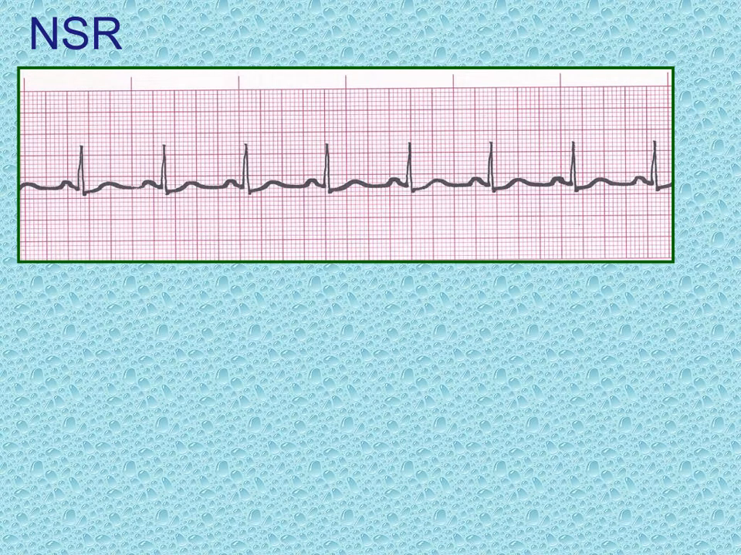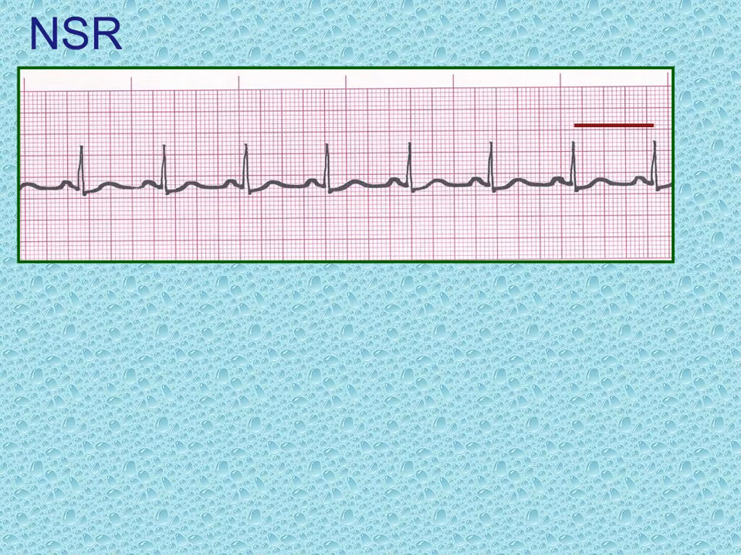Let's check and see if it's regular. So if I, for instance, put a little line between my R's and I carry that line across, I can see that each QRS is spaced appropriately. So they're spaced out evenly. That's my second R, right? So I have rate, which is, is it normal? Is it fast? Or is it slow? This one is in the normal range.